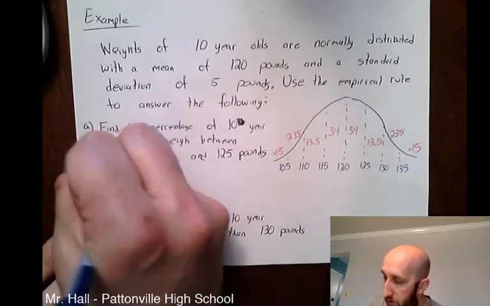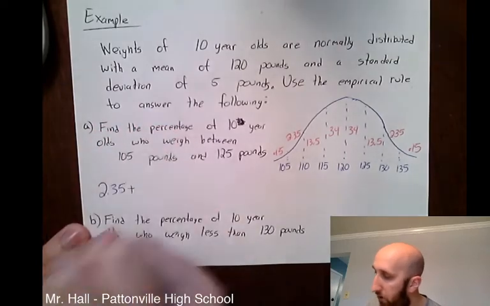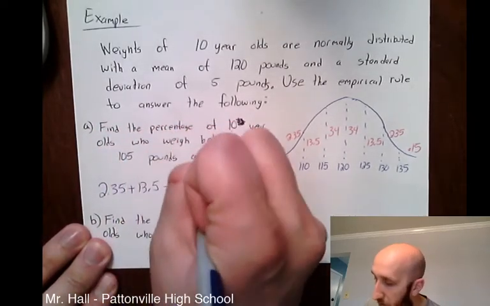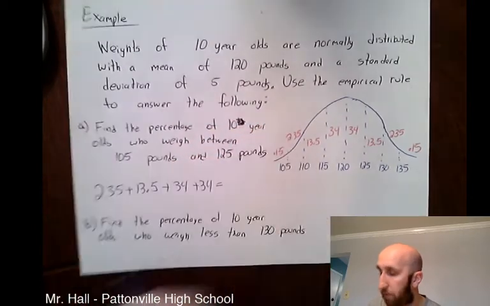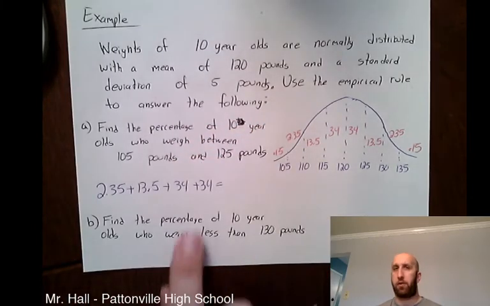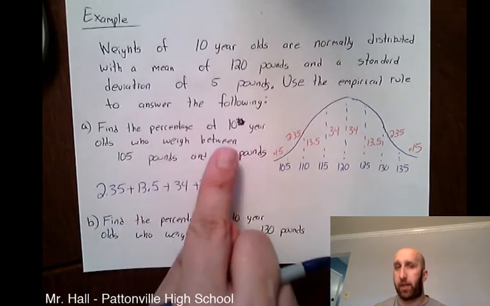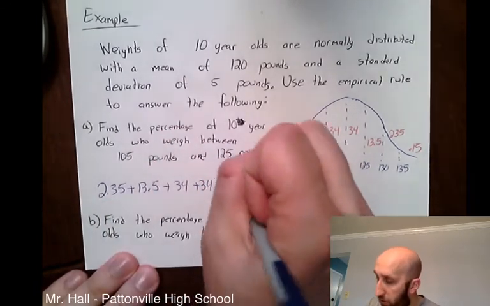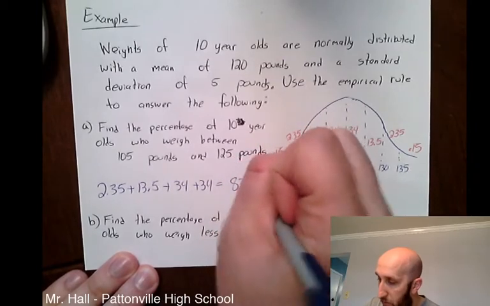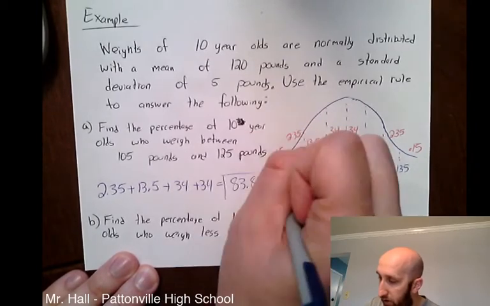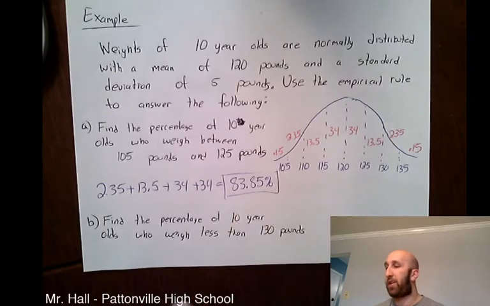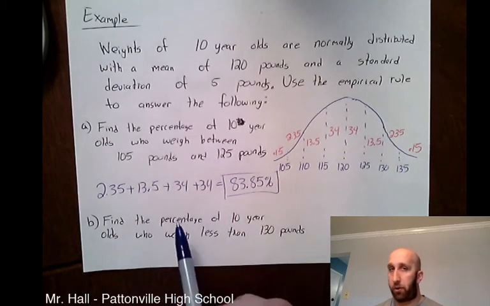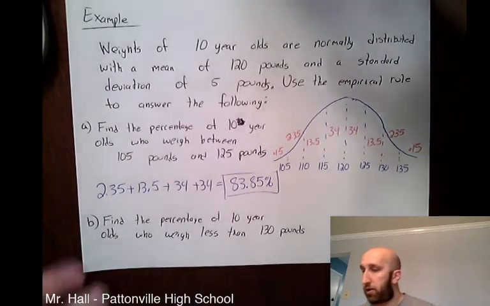So I'm going to add up all those percentages from 105 to 125. I'm going to be taking 2.35 plus 13.5 plus 34 plus 34. And if you add all these numbers together, you're going to get your answer to this question. So when you type all these in a calculator, add them up, you're going to get 83.85%. So 83.85% of 10-year-olds will weigh between 105 and 125 pounds. So let's do another question here.